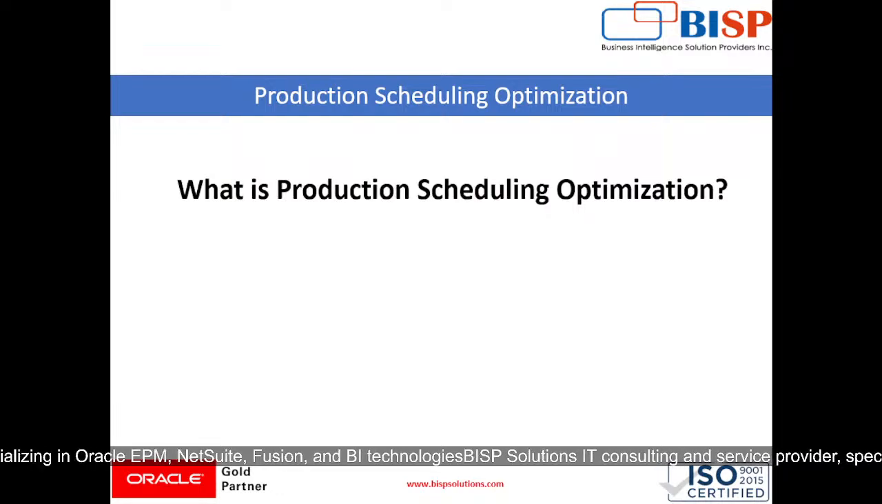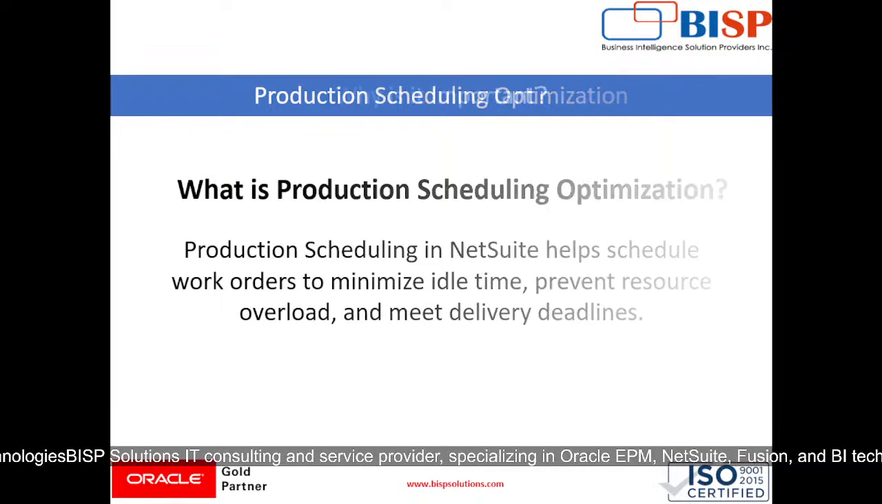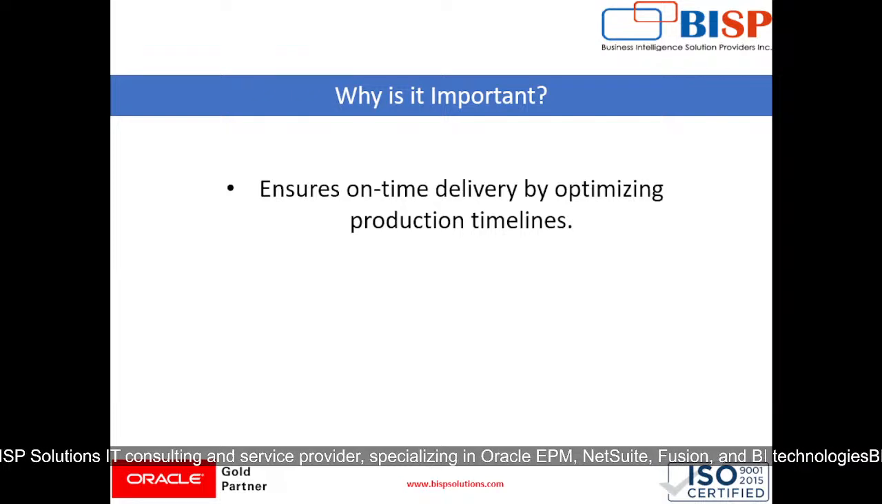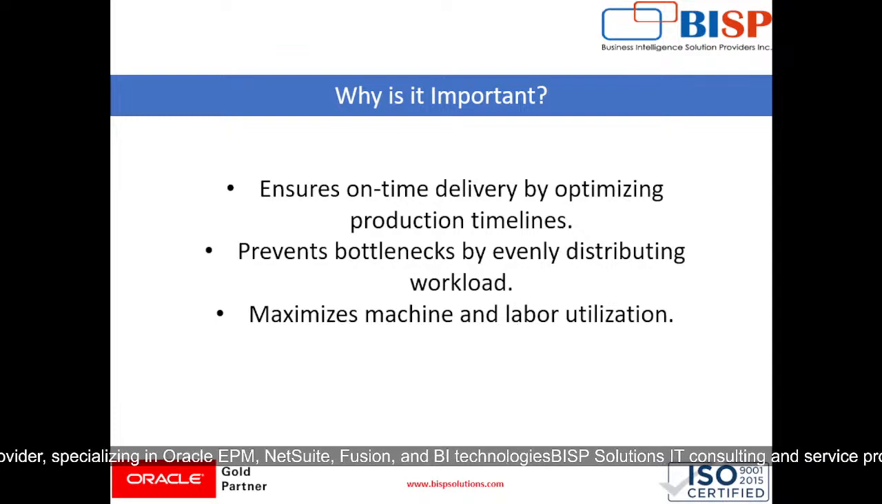Then comes our production scheduling optimization. So what is that? Production scheduling in NetSuite helps schedule work orders to minimize idle time, prevent resource overload and meet delivery deadlines. So why is it important? It ensures on-time delivery by optimizing production timelines, it prevents bottlenecks by evenly distributing workload, and it maximizes machine and labor utilization also. So for example, if multiple work orders are scheduled for the same work center, NetSuite optimizes the sequence to ensure smooth processing.